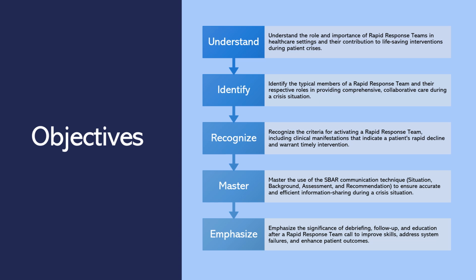Recognize the criteria for activating a rapid response team, including clinical manifestations that indicate a patient's rapid decline and warrant timely intervention. Master the use of the SBAR communication technique, situation, background, assessment, and recommendation to ensure accurate and efficient information sharing during a crisis situation. And emphasize the significance of debriefing, follow up, and education after a rapid response team call to improve skills, address system failures, and enhance patient outcomes.